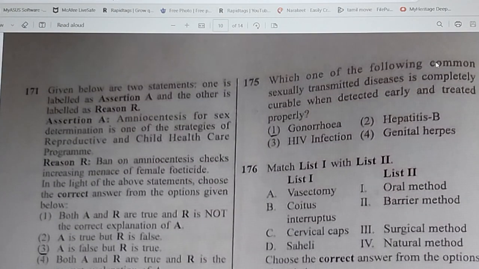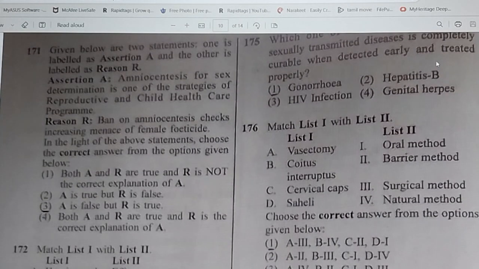Then 171. Given below are two statements, one is labeled as assertion and the other as reason. Amniocentesis is a determination, one of the strategies for reproductive and child health care program. Yes, that is there. And ban on amniocentesis increasing the female feticide, not. So R is false, A is true, which is option 2.